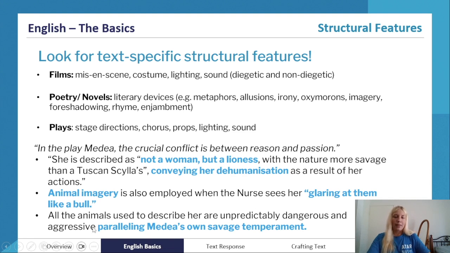There's another one. All the animals used to describe her are unpredictably dangerous and aggressive, paralleling Medea's own savage temperament. So parallels, when we draw parallels between two things, we're saying that those two things are very similar. So that in itself is a language device, and the appropriate vocabulary has been used.